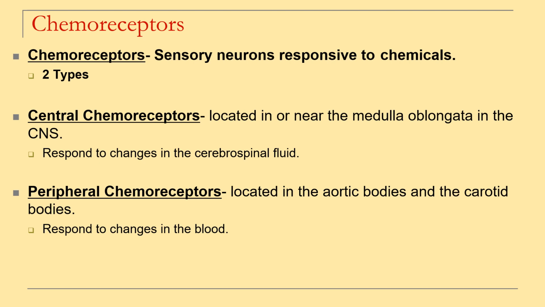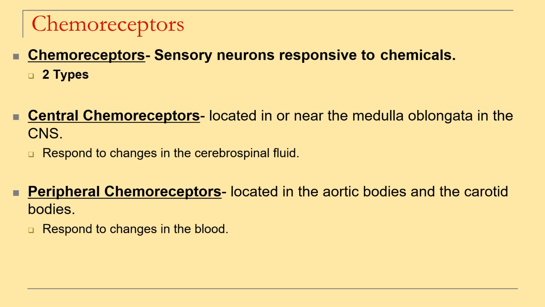And so with this, our central nervous system, as always, is just our brain and our spinal cord. The medulla oblongata, of course, is part of our brain, so that's where we're going to make that association. And it responds to changes in cerebrospinal fluid, which your brain and spinal cord actually float in, your central chemoreceptors.